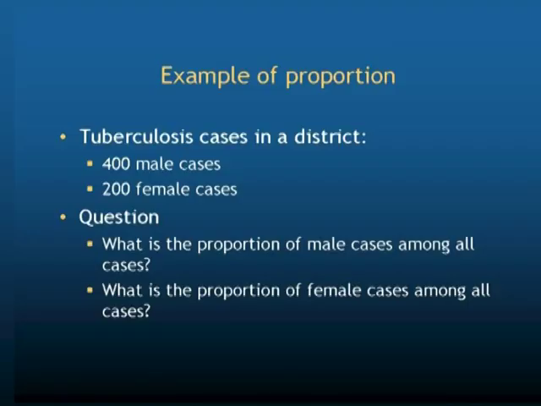So there are examples, say tuberculosis cases in a district. There are 400 male cases, 200 female cases. Suppose the question is, what is the proportion of male cases among all cases? So you put male and 400 plus 200, 600 cases in your denominator. 400 of them are male, so 400 by 600. 200 of them are female, so 200 by 600 is the proportion of female in it.